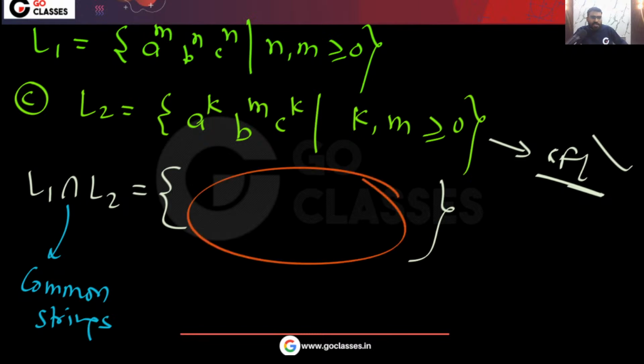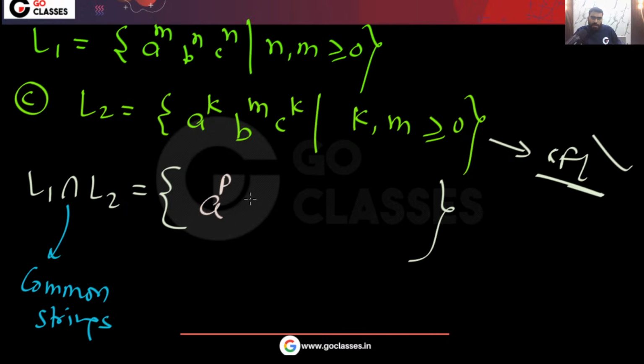So the common strings will be like this. Please understand, the common strings will be like this: A power P, B power C. If you have A power P, then in the common string, the number of C must be equal to the number of A. So you can see C also must be C power P. Now the common string will have the number of B equal to the number of C.